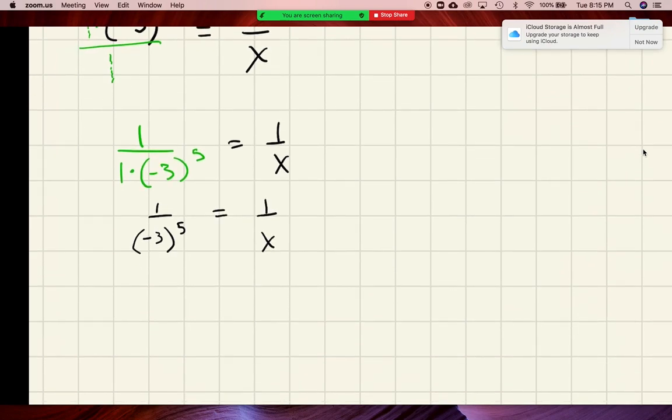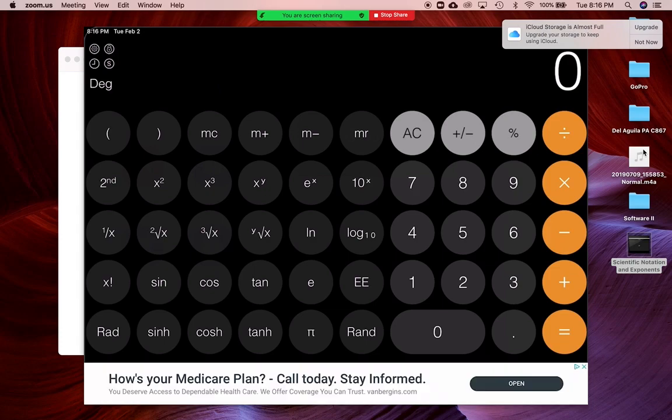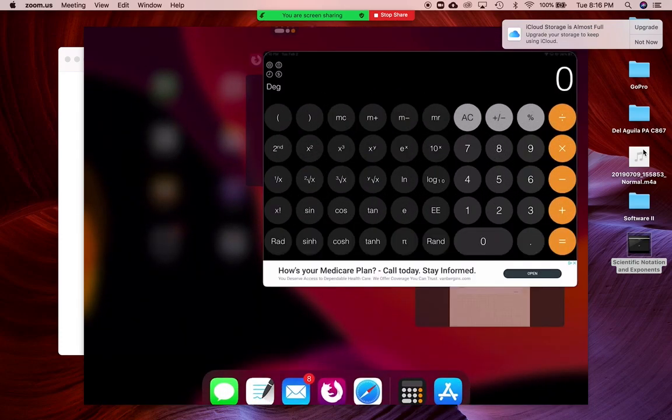So here, I'm going to look at just this part and type it into the calculator. So -3 times -3 times -3, five times. Okay, it's 243 is what I got. Is it? Yeah, I just didn't do the negative.